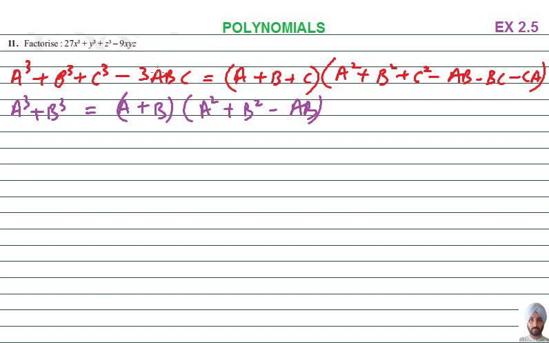Forget about it for the time being. So a cube plus b cube was a plus b. Similarly, a cube plus b cube plus c cube should be a plus b plus c. Okay. So first comparison clear.